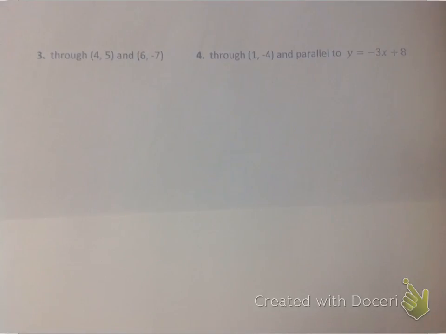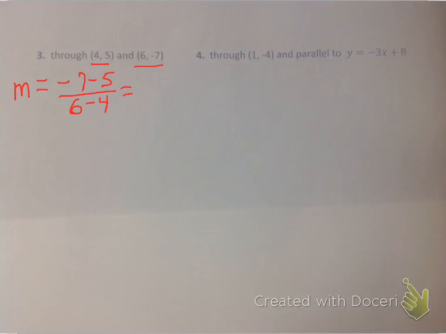We will now move on to number 3. On number 3, they've given us 2 points. Okay, so we don't have the slope. So we're going to have to first find the slope, which we've already done. m is y2 minus y1 over x2 minus x1. So that's going to be negative 7 minus 5 over 6 minus 4.